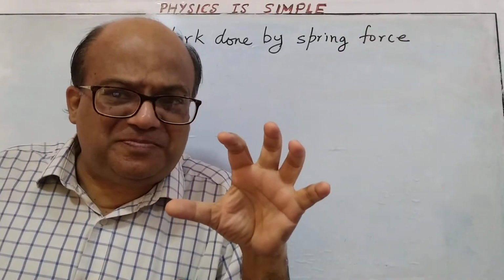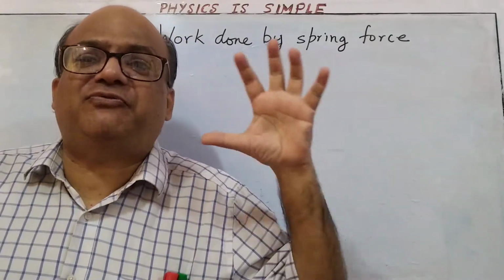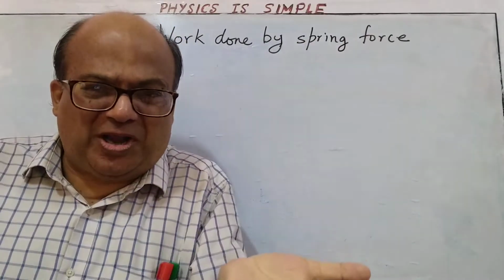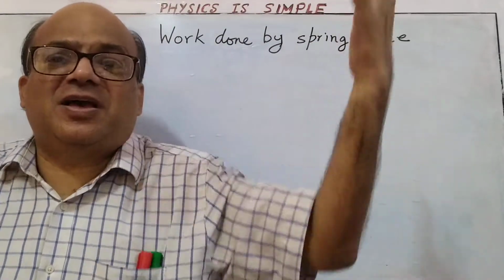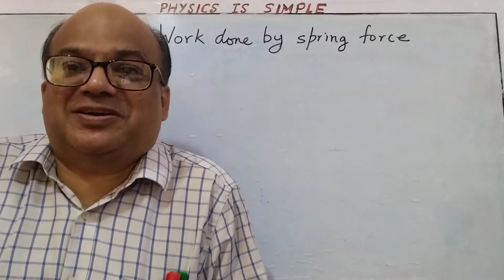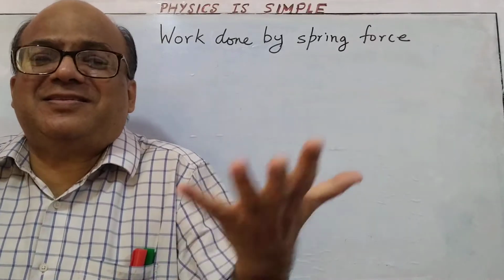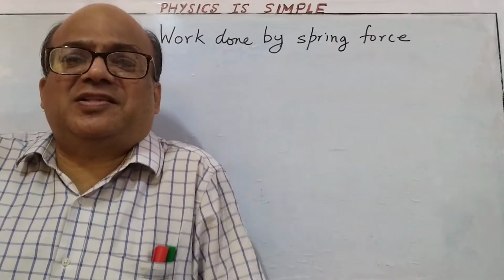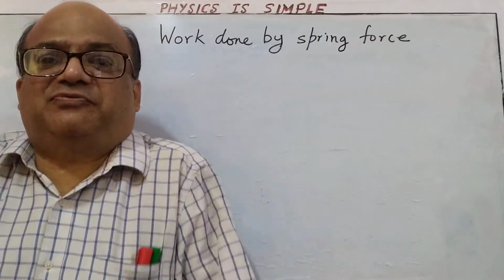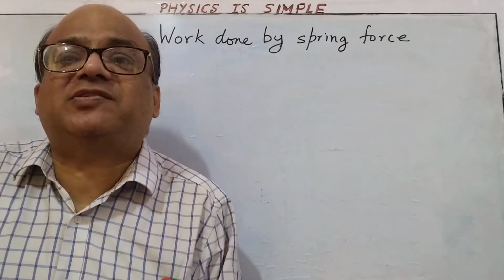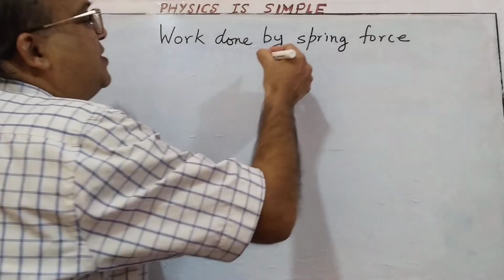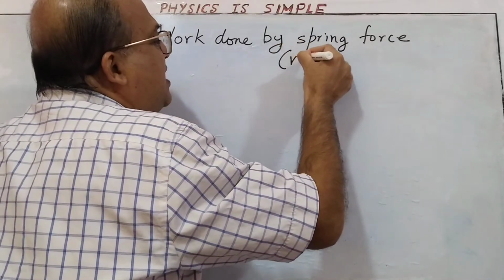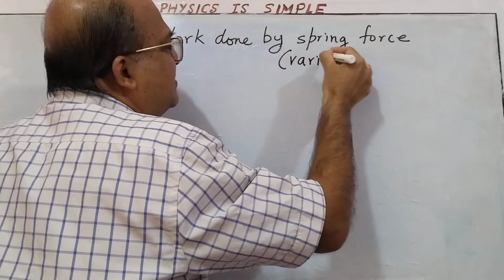Gravitational force is a constant force for whatever displacement we are considering. We are not considering something comparable to the radius of the earth. For small displacements, gravitational force is a constant force. So force into displacement gave us the work done. But this one, spring force, is a variable force.